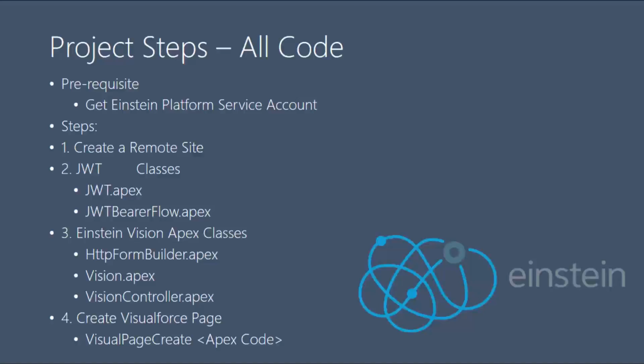Then we're going to create some Apex code, right? Essentially in step 2, this is where our JSON web token classes come about. So we're going to do 2 classes. We're going to do JWT and JWT bearer flow. Both of them are Apex classes. Step 3 is building the Einstein Vision Apex classes. Here we'll actually do the form builder Apex class. We will create a Vision Apex and the Vision controller.